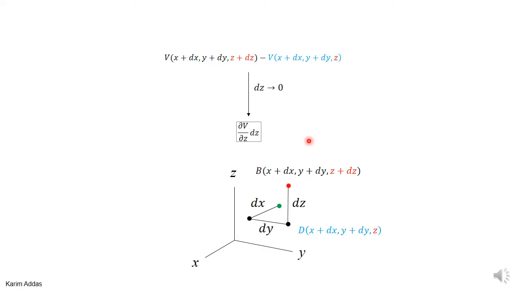And now if you go from point D to point B, in doing so, you're only changing the z coordinate by an amount dz. You're keeping x the same, you're keeping y the same, but you're only changing z from z to z plus dz. If you get the potential at B here, minus the potential at D here, what is this difference equal to? Isn't it equal to the partial derivative of potential with respect to z times dz?